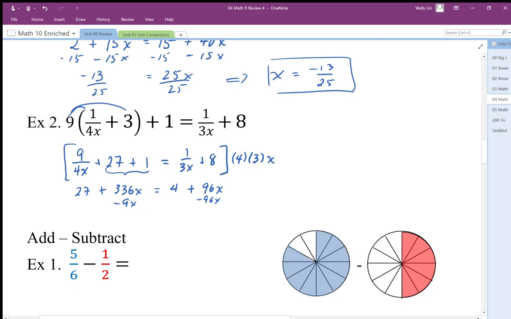And I'm going to subtract 27 from both sides. Okay, so when I account for this, this is 96x. So I'm going to end up with, what's that going to be? 240 x's. Okay, and that's going to equal negative 23. So my x ends up being negative 23 over 240, and they don't share any common factors.